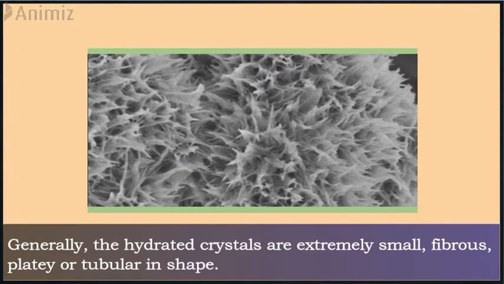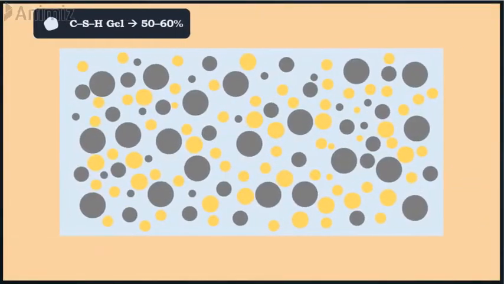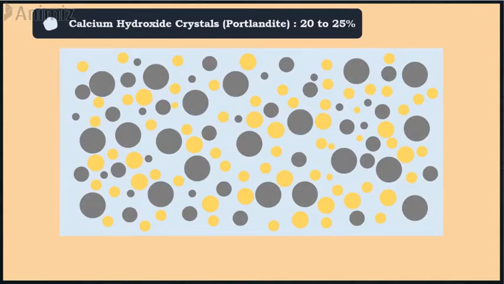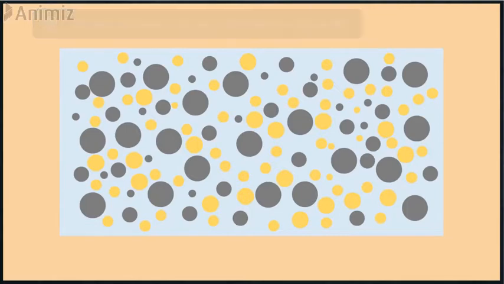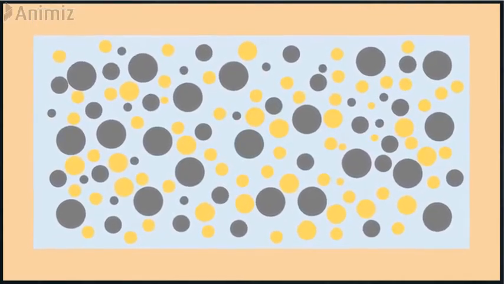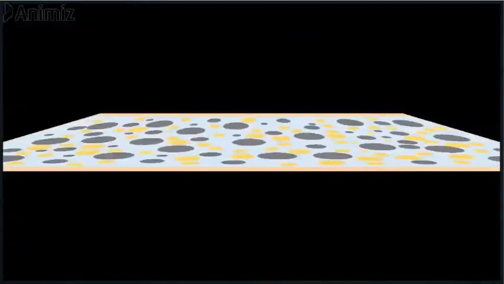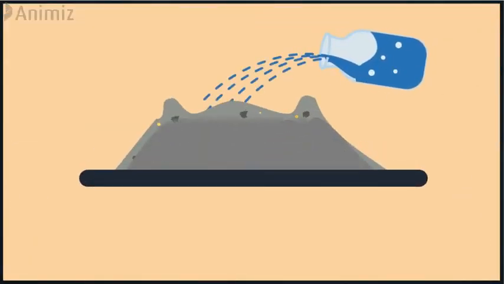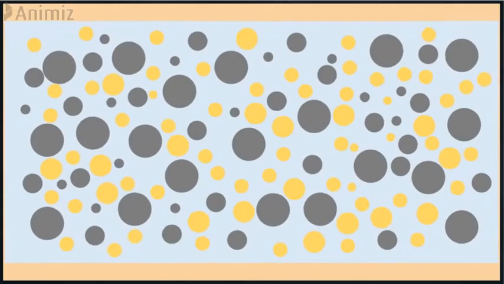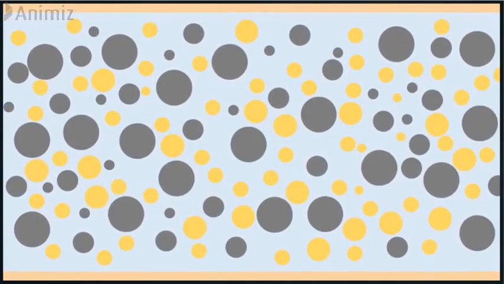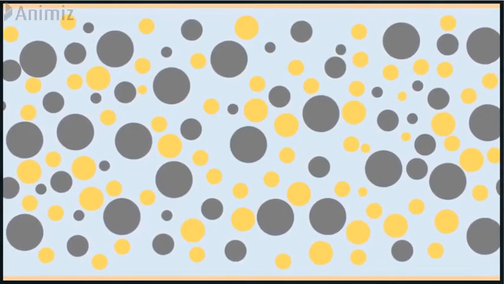Now here we can see the structure of CSH gel, which forms the bonding effect between the aggregates and the particles. Tricalcium silicate and dicalcium silicate form the CSH gel, which is nearly 50 to 60% of the cement volume, whereas the calcium hydroxide, which does not contribute anything to the strength, is 20 to 25%. In fact, the presence of Ca(OH)2, that is calcium hydroxide, further deteriorates the cement because it reacts with tricalcium aluminate to form a product which is not good for the strength.